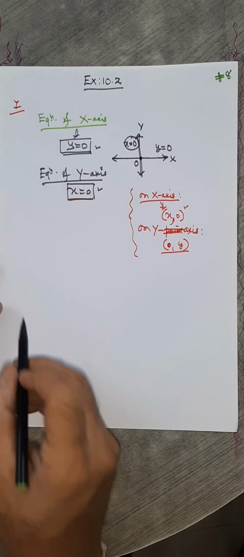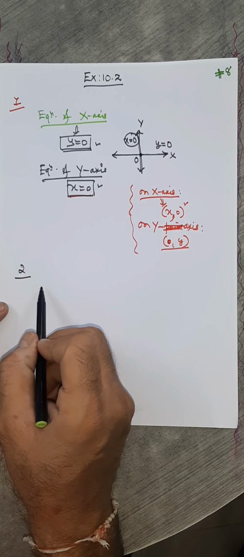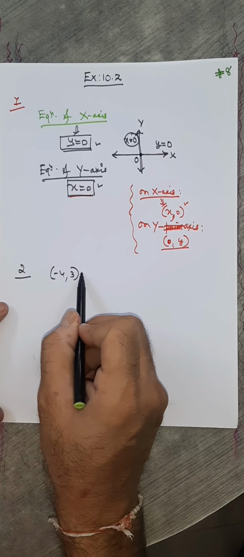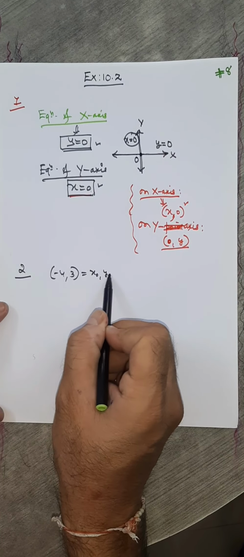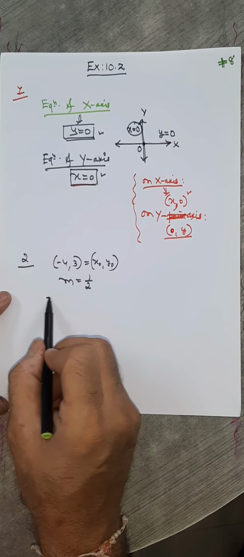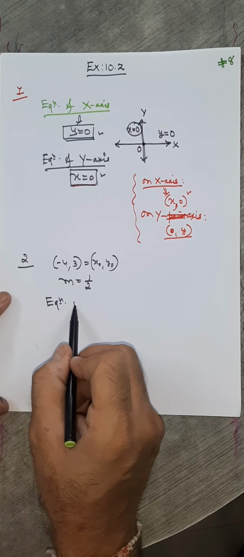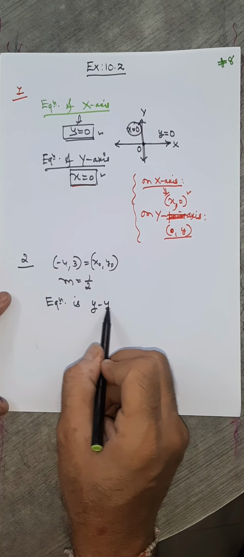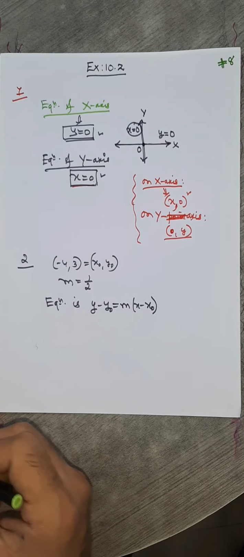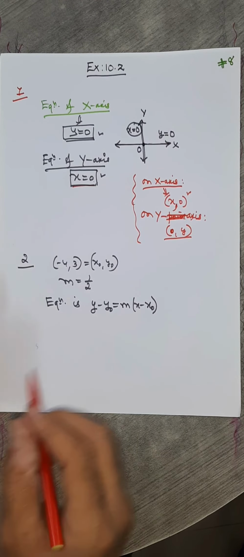What's the second one? Question number 2. Passing through minus 4 comma 3. So this is a fixed point. You are given a fixed point and the slope. What is the slope? 1 by 2. So what's the equation? Point slope form. The equation is y minus y0 equals slope into x minus x0, our second standard form if you just recall the theory.